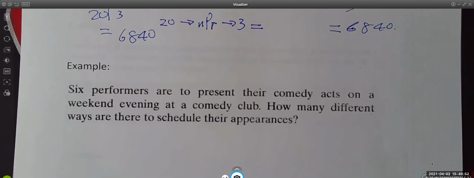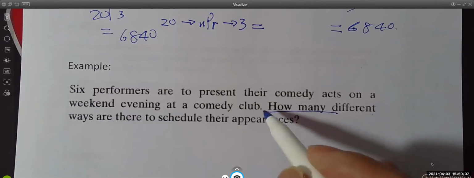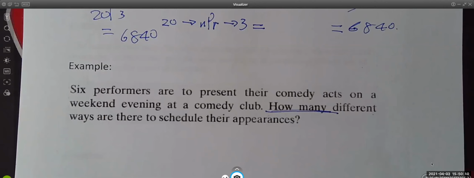Okay, understand the information. You have 6 performers, and they're going to go on to the stage to perform their acts. First thing is to realize this is a counting question. They ask us how many. We have to count how many. Whenever you do counting problems, there are 3 different ways to do that: fundamental counting principle, permutation, and later on, combination. So how do we know which one is which?